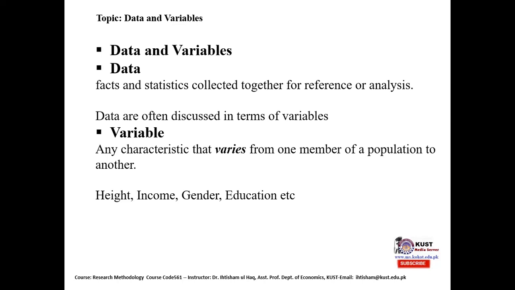However, data are often discussed in terms of variable. This information we need in specified form, and that specified form is variable. So any characteristic that varies from one member of a population to another is called variable. For example, height, income, gender, education.